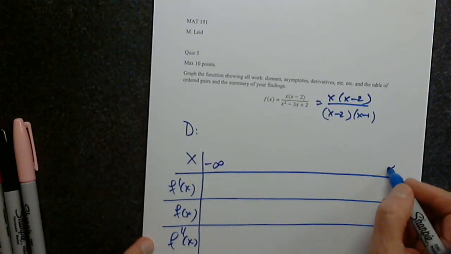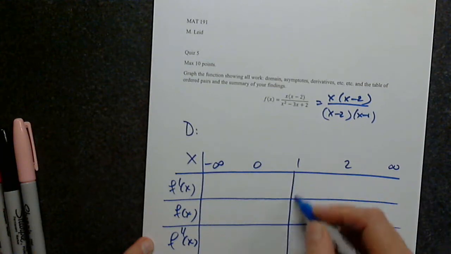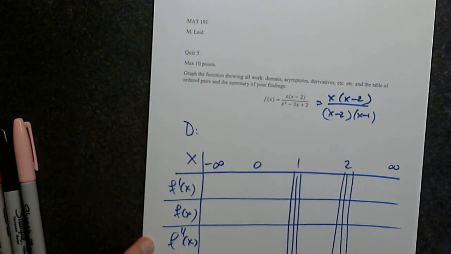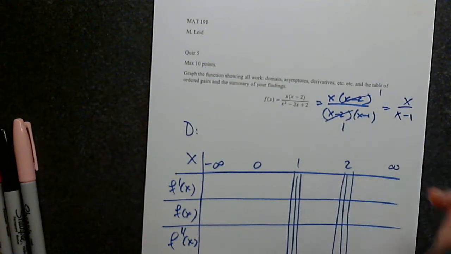So negative infinity to infinity, but not 1 and 2. Right? So far, so good? But if you don't simplify, you're making a mess. It will never finish. Why didn't you find a derivative? Of course, the simplified form, of course.